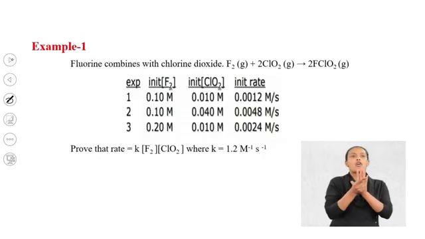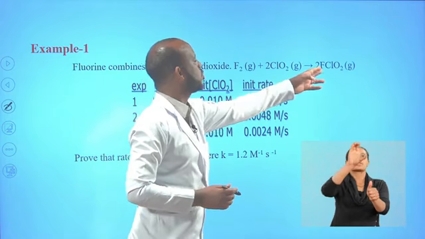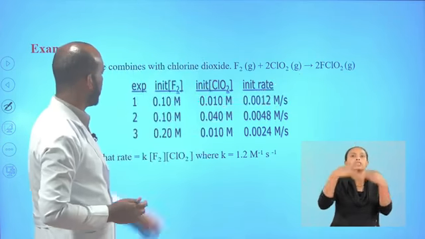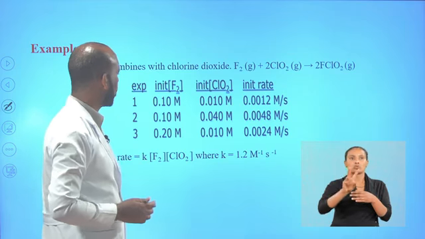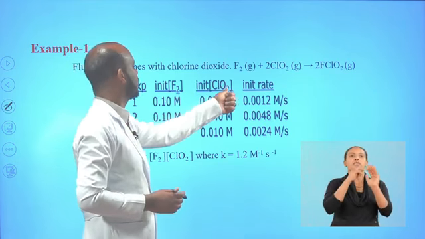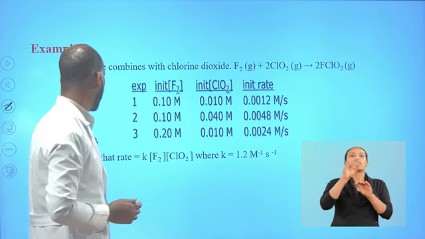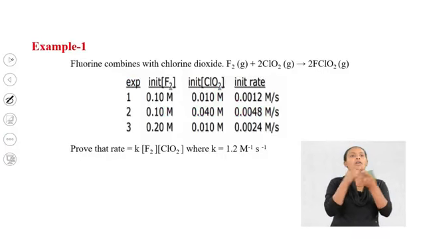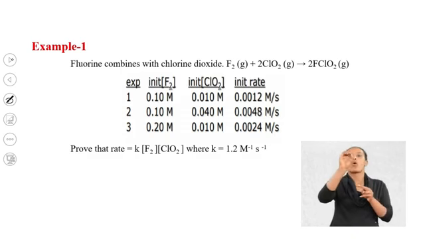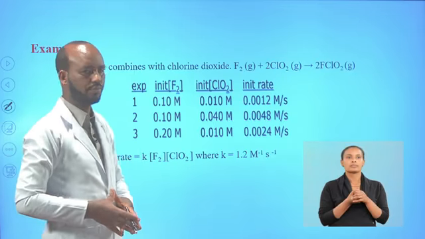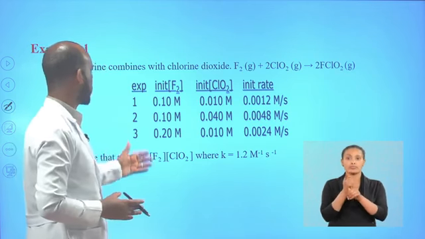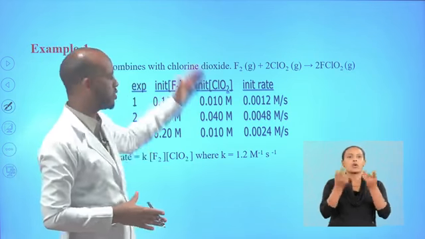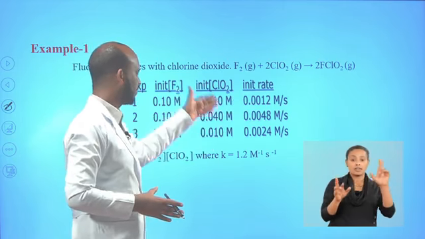Example: fluorine combines with chlorine dioxide as follows: F2 plus 2ClO2 to form 2FClO2. This is the initial concentration of F2, initial concentration of ClO2, and initial rate. Prove that the rate of this reaction is K times concentration of F2 times concentration of ClO2, where K is 1.2 per molar per second, when the initial concentrations of the reactants are as given.